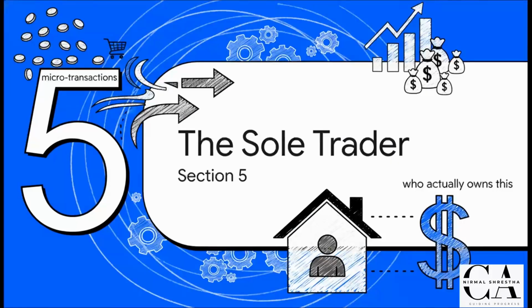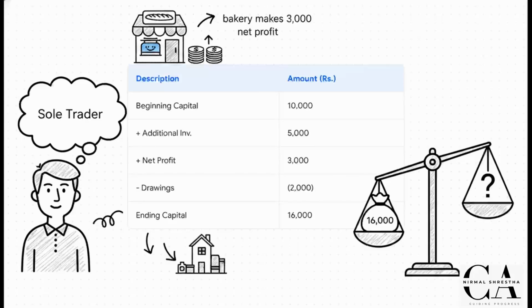All right, Section 5, the sole trader. Let's start with the absolute simplest legal structure out there, the sole trader. Here, there's basically no legal difference between the owner and the business itself. And this brilliantly illustrates how all the profits, all the investments, they all boil down to a simple mathematical statement of what the sole trader owns.